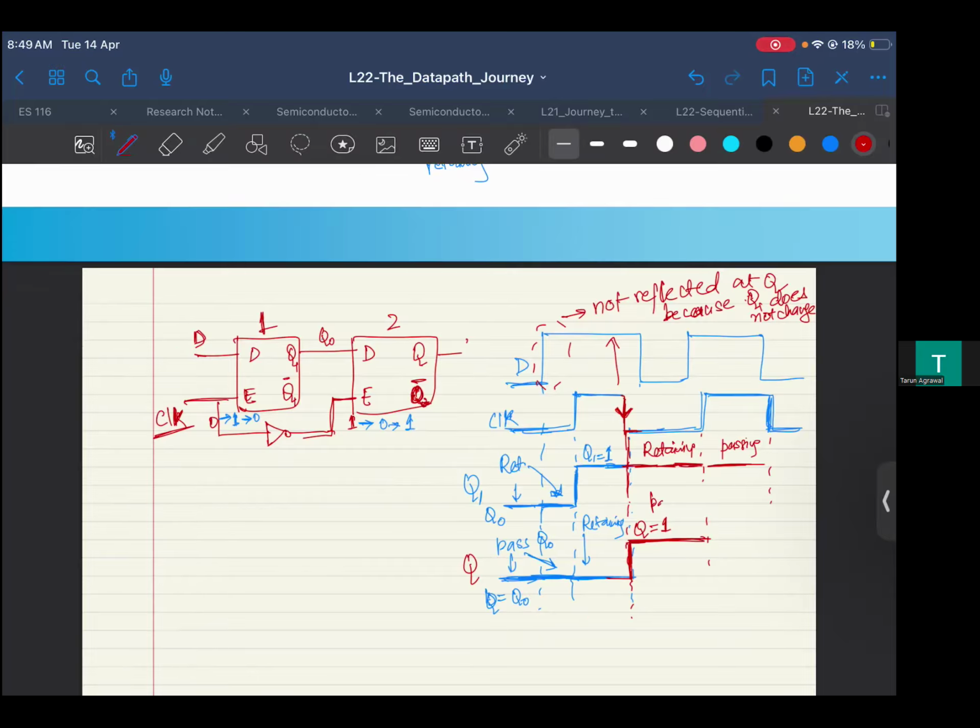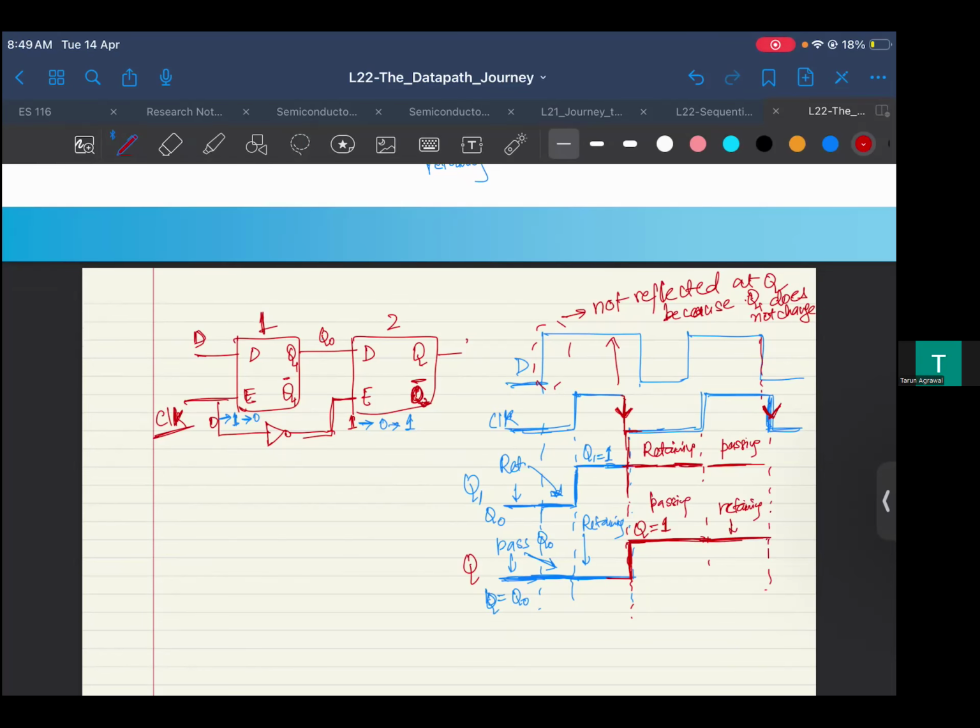Here it is passing, but what is happening now? As soon as your clock becomes 1, the second latch will go into the retaining state. Retaining means it's going to retain this, right? This is the retaining. And then suddenly you see that this clock goes to 0. Now this is the clock at which you are going to make a decision. Just let's look at what is happening before this.